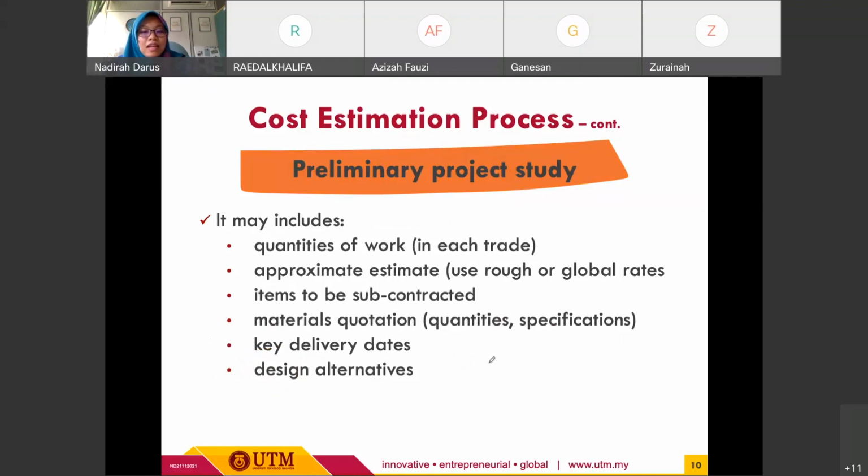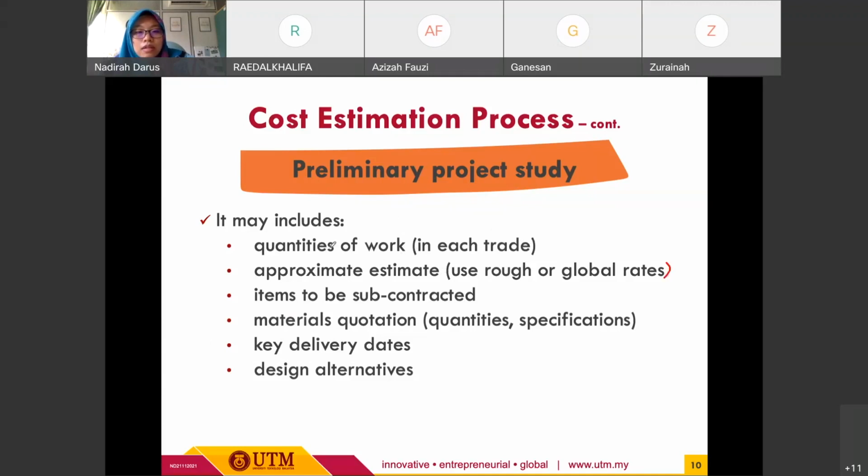Okay, and then the next process for this is conducting the preliminary project study. By conducting this preliminary study, the estimator or the respective parties will have information regarding the quantities of work, especially in each trade of work, and then they can have the information for an approximate estimate, either using rough or global rates. Okay, so it depends.